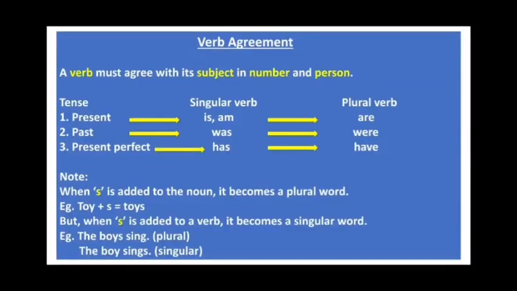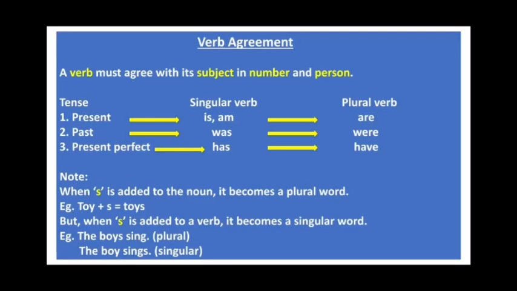In this video, we will begin with verb agreement in English grammar. A verb must agree with its subject in number and person. So, children, in front of you, we have tenses and singular verb and plural verb.